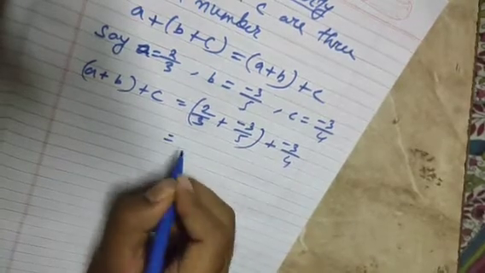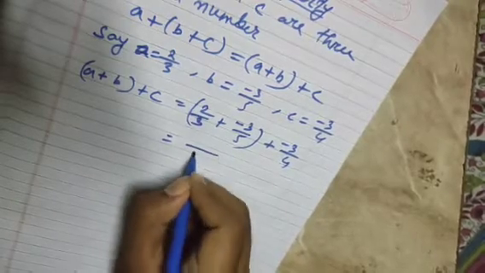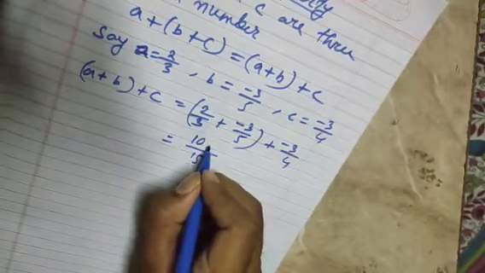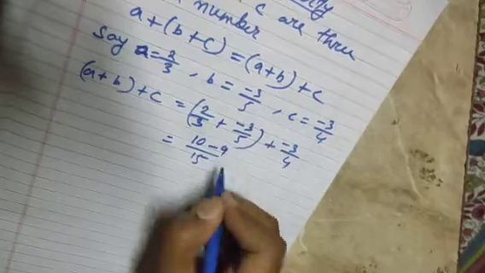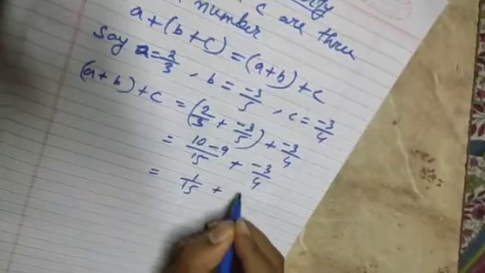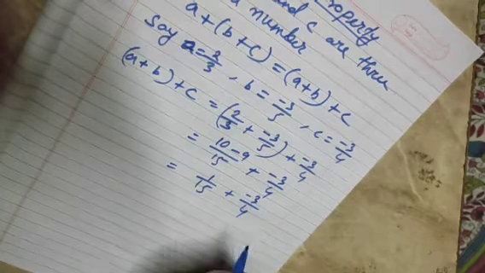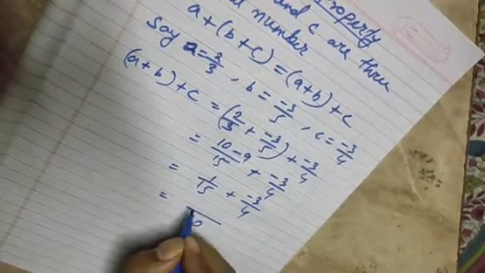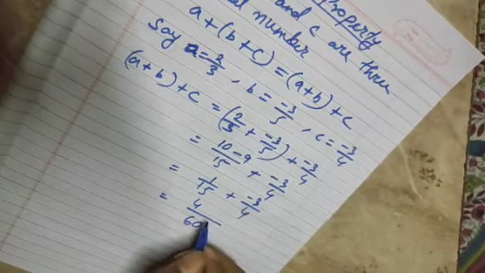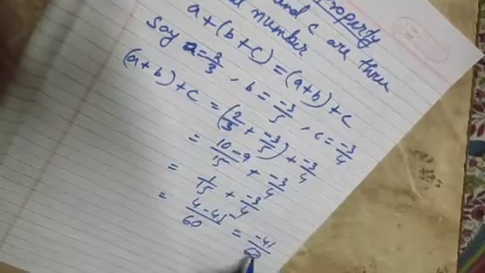So what will we get? The LCM will be 15. 3 divides 15, 5 times, so 5 times 2 is 10, plus minus 5 divides 15, 3 times, 3 times 3 is 9. That gives 1 by 15 plus minus 3 by 4. Now the LCM will be 60. 15 divides 60 how many times? 4 times. And 4 divides 60 how many times? 15 times. So 4 minus 45, or simply you will get minus 41 by 60.